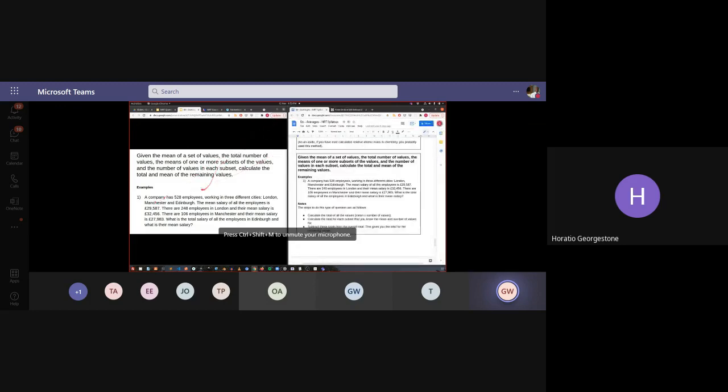So a company has 528 employees working in 3 different cities: London, Manchester, and Edinburgh. The mean salary of all the employees is £29,587. There are 248 employees in London, and their mean salary is £32,456. There are 106 employees in Manchester, and their mean salary is £27,983. What is the total salary of all the employees in Edinburgh, and what is their mean salary?